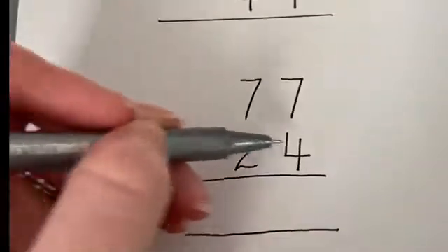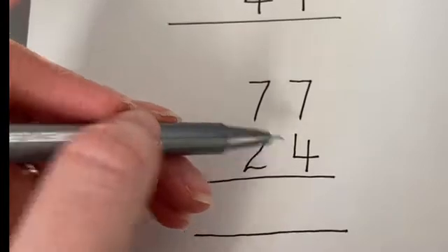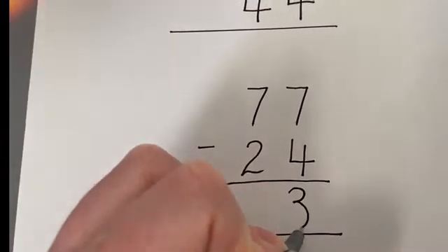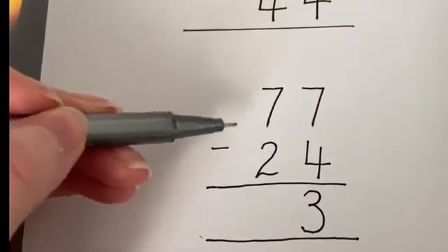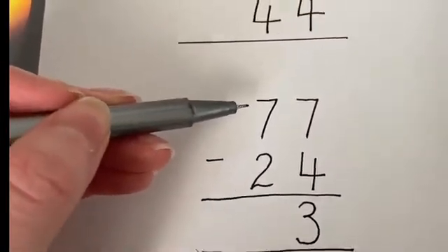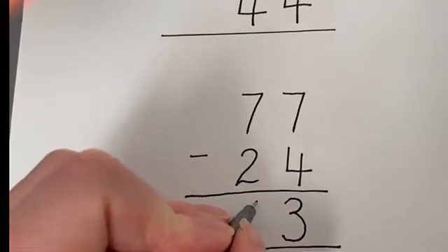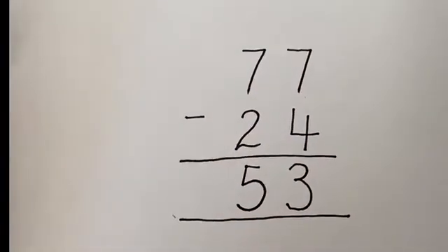7 subtract 4. 7 minus 4. 7 take away 4. All different ways of saying the same thing, is 3. 7 take away 4 is 3. Moving on to the tens column, we know it's really 70 minus 20, but we can do 7 take away 2, which leaves us with 5. Final answer, 53.